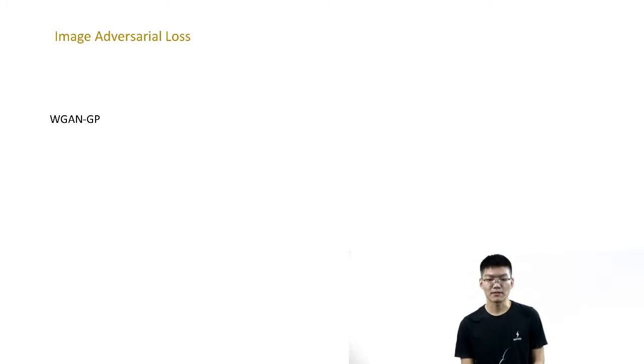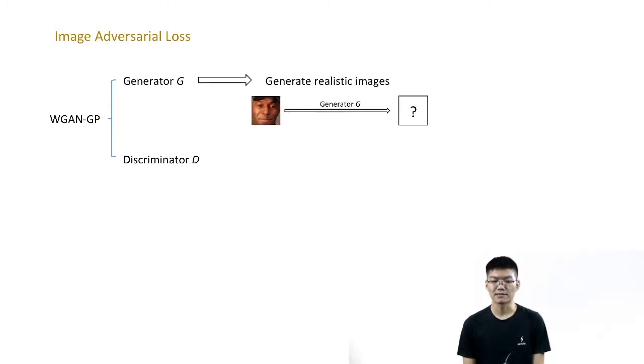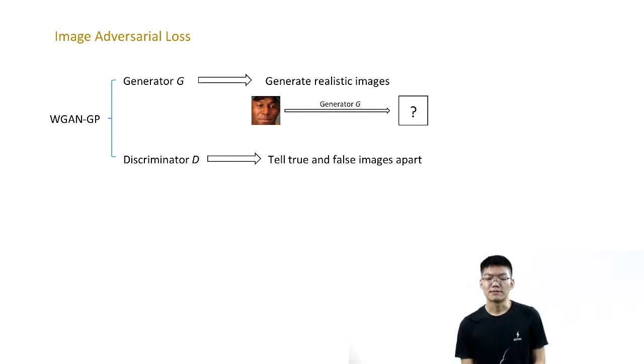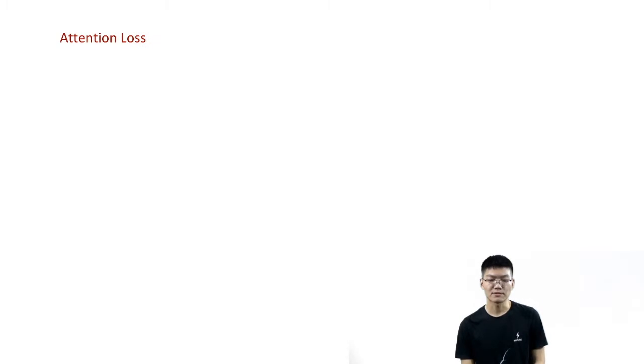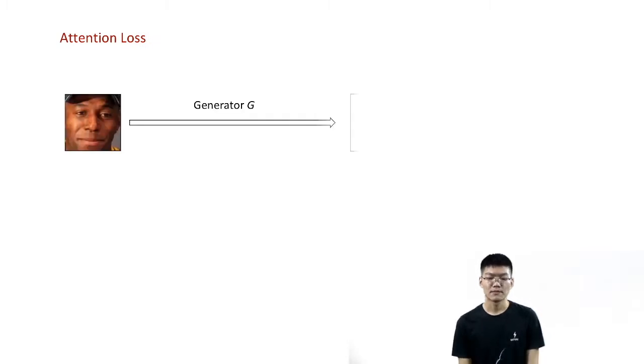Image adversarial loss. The paper applied a modification of the standard GAN algorithm. Same as all GAN algorithms, a generator and a discriminator are needed. The generator G can generate the realistic images we want, and the discriminator D tries to tell the fake ones apart. In this well-developed model, image adversarial loss is introduced to learn the generator's parameters.